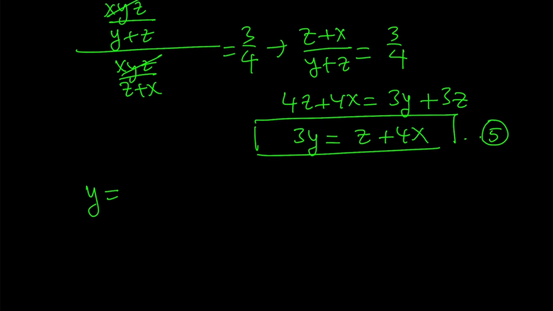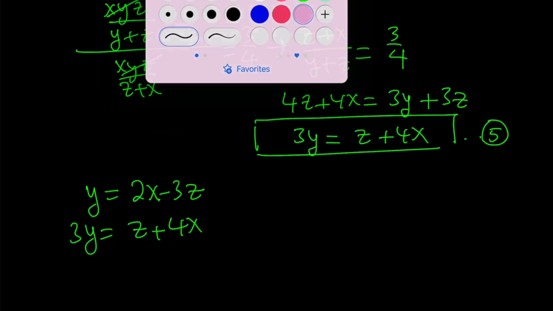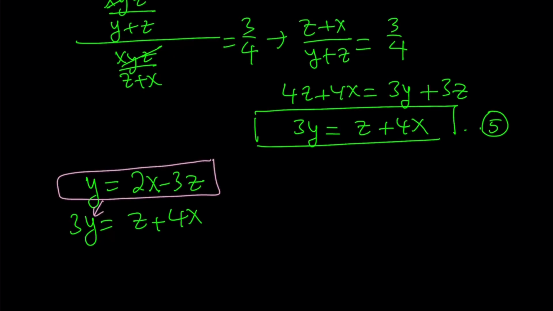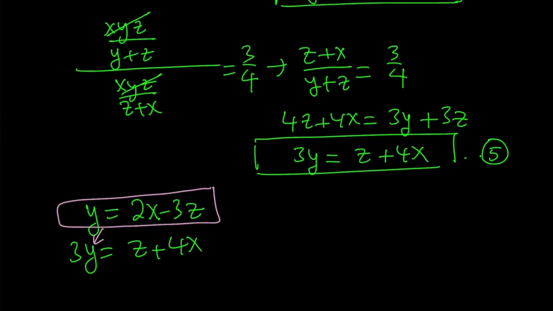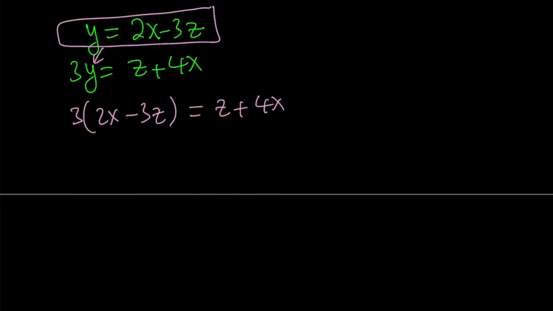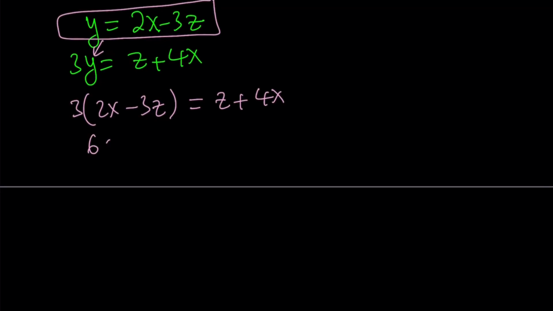So we have the following system. Let me rewrite these equations. y equals 2x minus 3z, and 3y equals z plus 4x. Obviously, we can go ahead and use substitution here. Since y is equal to 2x minus 3z, we can go ahead and substitute that. That gives us 3 times 2x minus 3z equals z plus 4x. Let's go ahead and distribute and simplify this. This gives us 6x minus 9z equals z plus 4x.